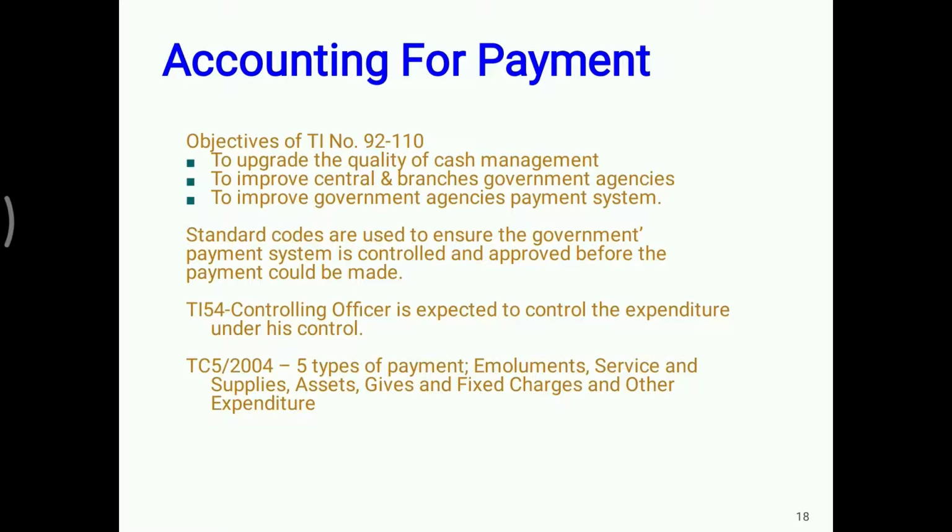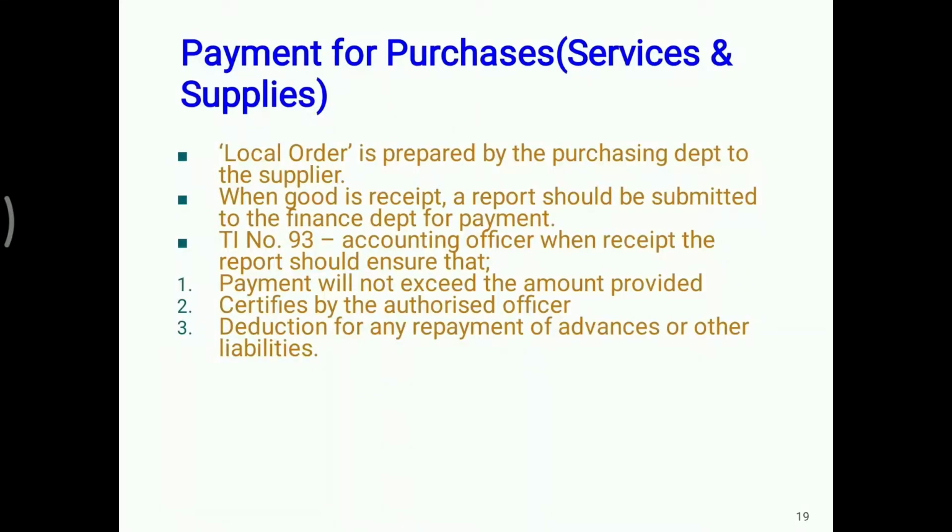According to Treasury Circular number 5, 2004, there are 5 types of payment, namely emoluments, services and supplies, assets, gifts and fixed charge, and other expenditures. Payment for purchases for services and supplies. The procedures for payments begin when the authorized officer from the purchasing department prepares a local order to the supplier. On receipt of goods, the documents of delivery order and invoice will then be submitted to the finance department for payment.